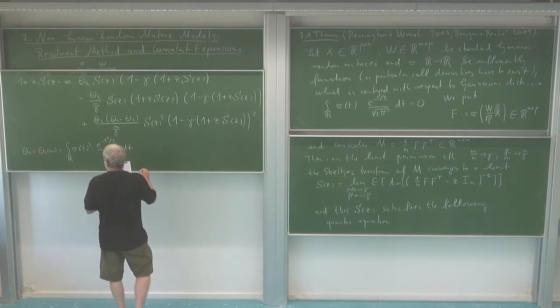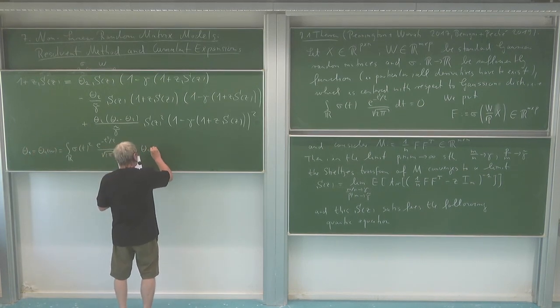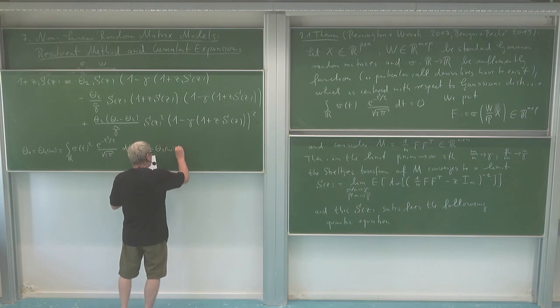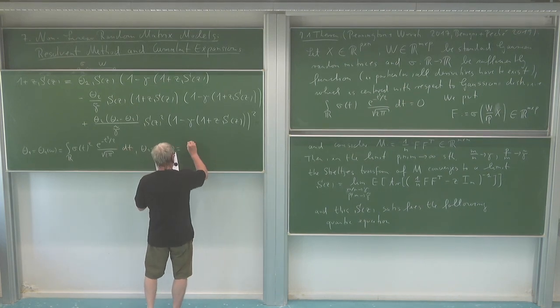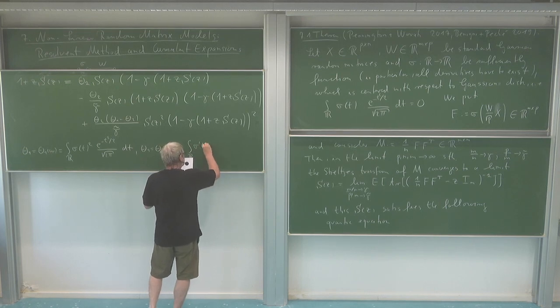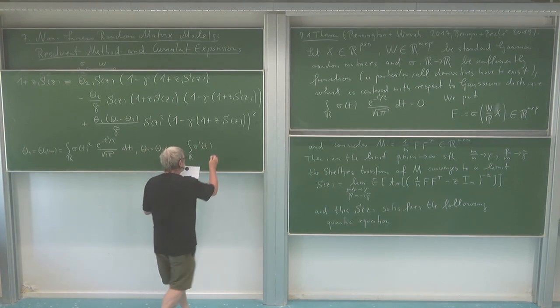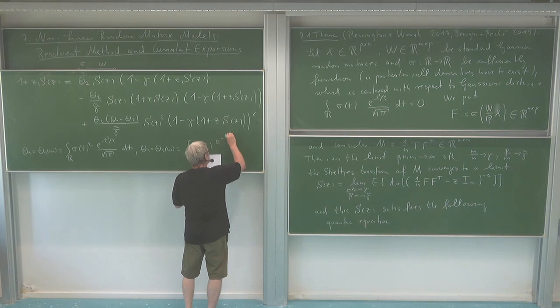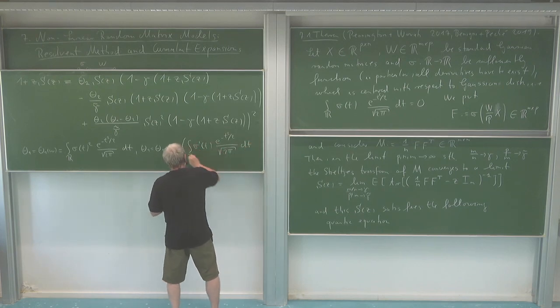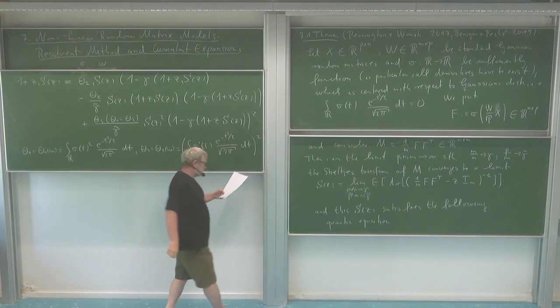Okay, and the theta 2, which of course depends also on omega, there I'm integrating the derivative of my function. So I take the derivative of this sigma, integrating it with respect to the Gauss distribution, dt, and then I take the square of the whole thing. So that's the square of this.